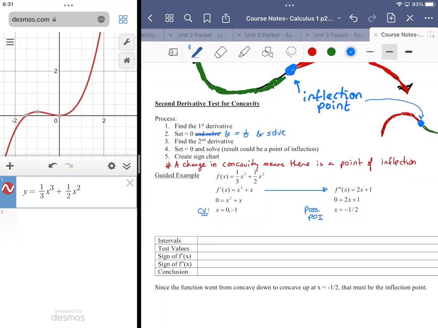So what we need to do is make a sign chart out of all of these values: the critical values, the possible point of inflection, and any asymptotes that might be in existence, or not in existence, depending on how you think of it. This graph is not a restricted domain, so it starts off at negative infinity.